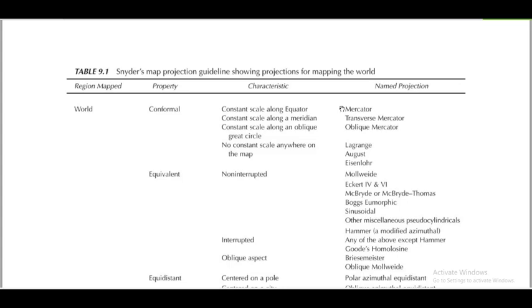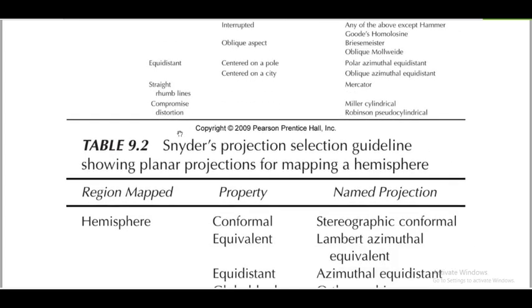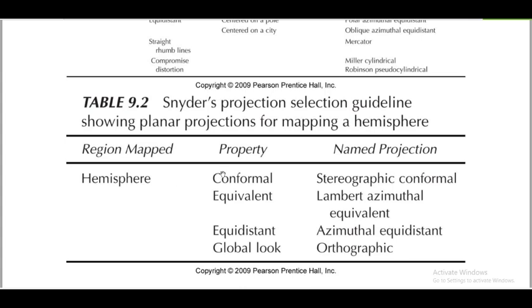Same thing down here with the hemisphere. You're going to say, what property am I concerned with? In this case, shape or area, and you're going to get a name. And then again, you're going to use this name to look up in ArcGIS Pro to figure out what projection you should use.